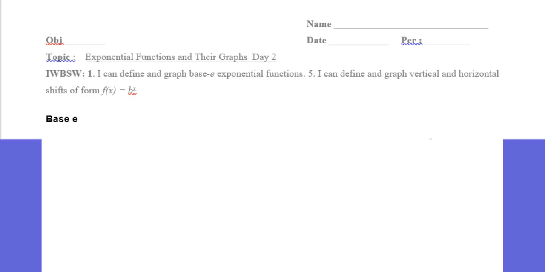All right, so today we're picking up where we left off yesterday. We're going to call this objective 5.1b. So today we're working on exponential functions and their graphs, day 2. And today, your objectives: you can define and graph a base e exponential function.